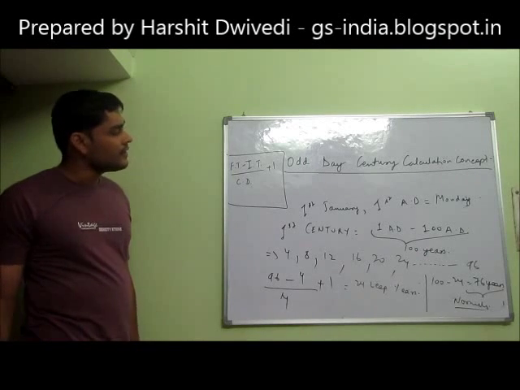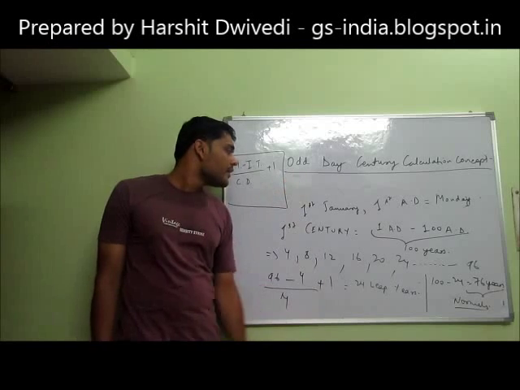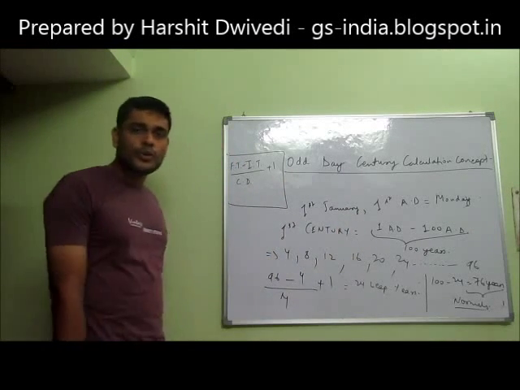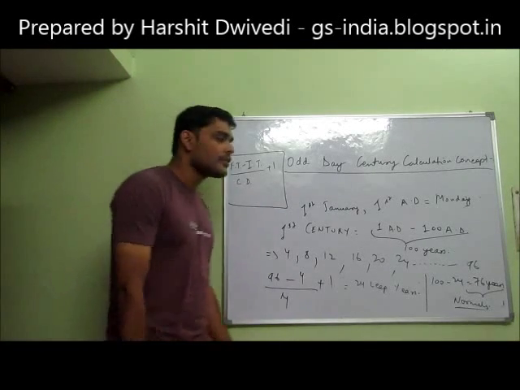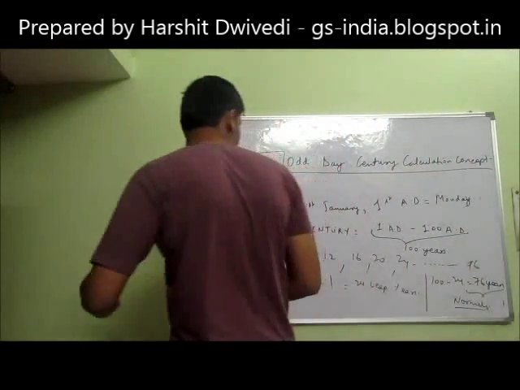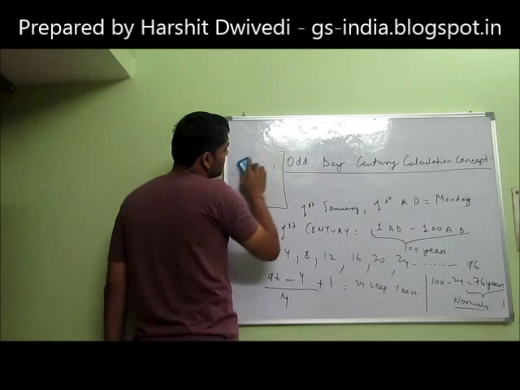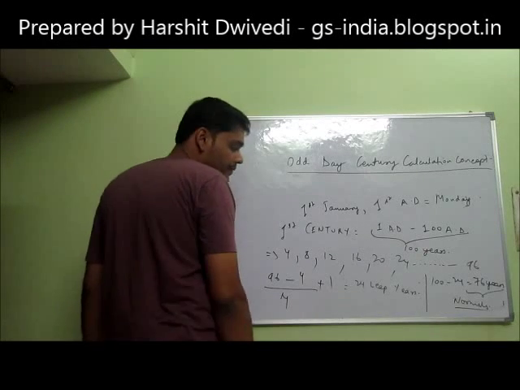I am calculating the number of leap years in the first century and the number of normal years in the first century. So please write it down, so that I can rub this and move forward. Please just jot it down. Actually the board is a bit small, so I have to rub these things in order to proceed further.